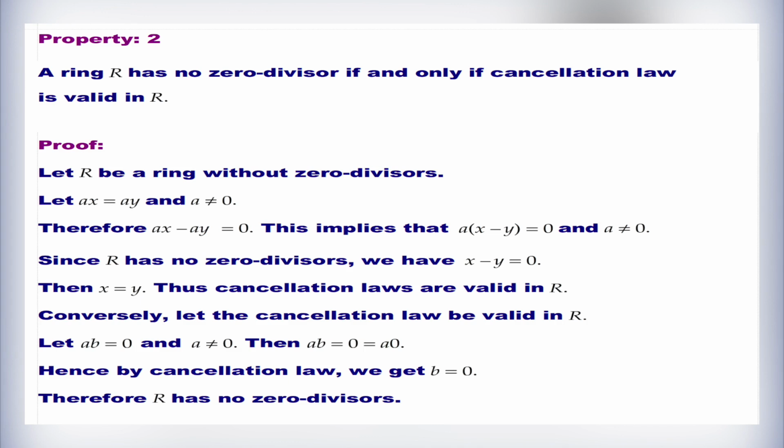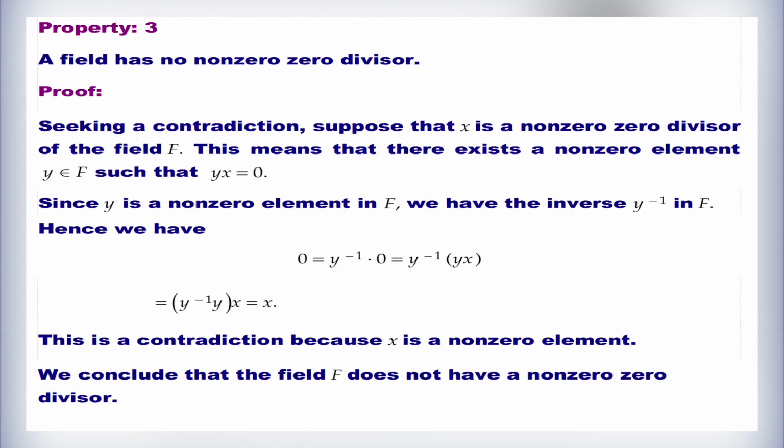Conversely, let the cancellation law be valid in R. Let AB equal 0 and A not equal to 0. Then AB equals 0 equals A times 0. That is, AB equals A times 0. So, by the cancellation law, we get B equals 0. Therefore, R has no zero divisors.